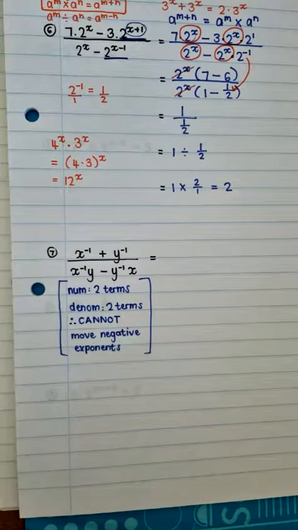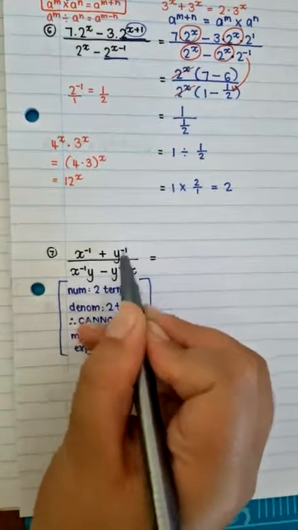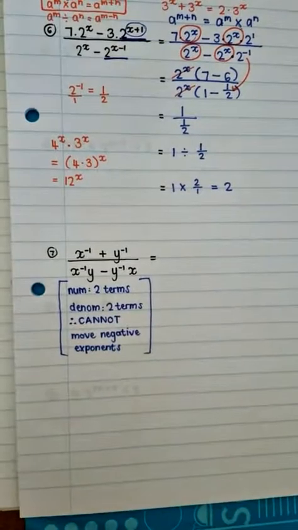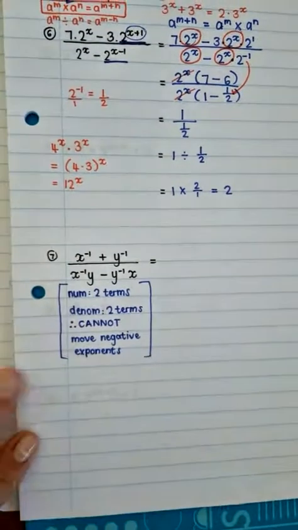So what we're going to do now is rewrite each of these things that have negative exponents with positive exponents. But remember, we can't move them. So we're going to have to leave them where they are, but change the exponents. So here at the bottom, I'm just going to show you.